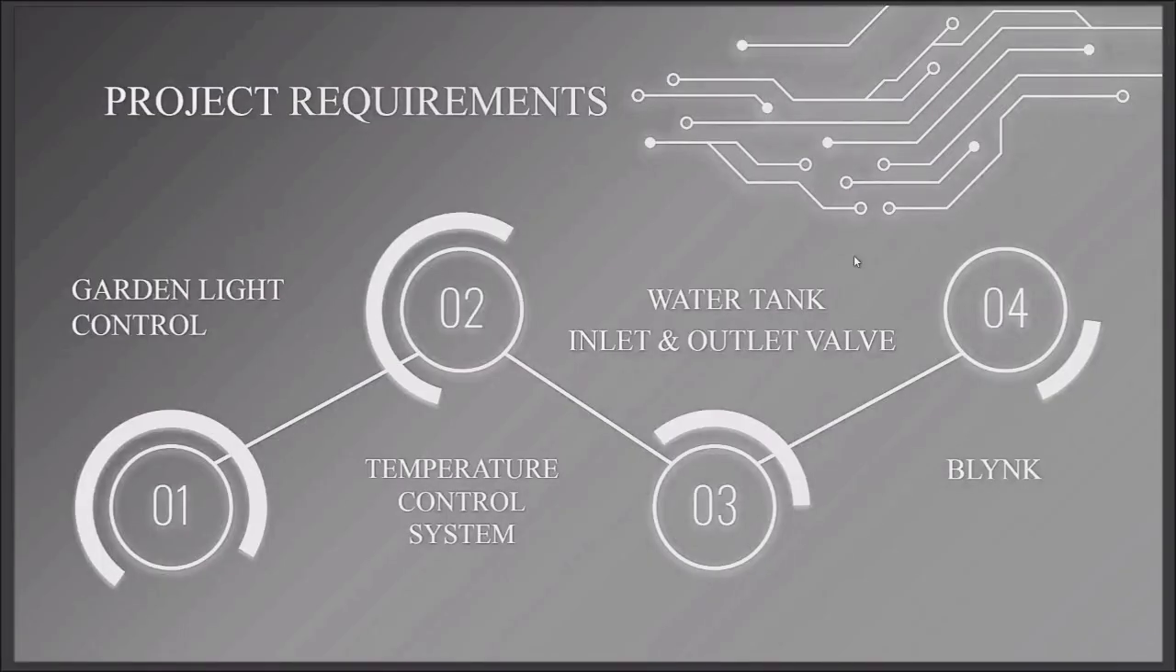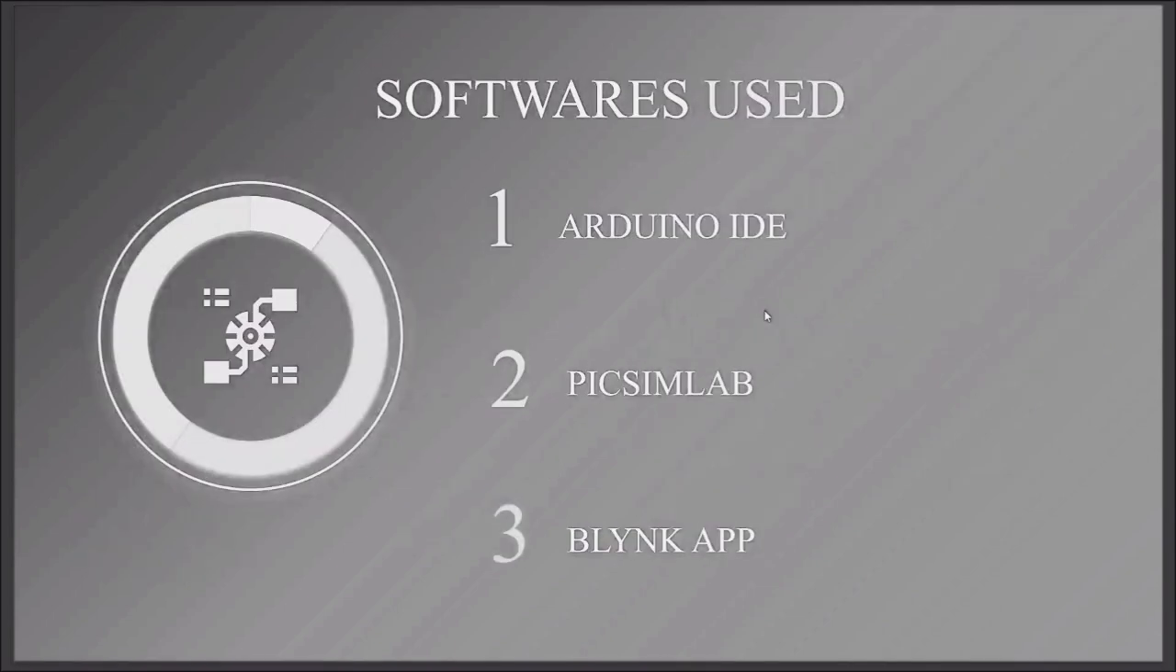So, starting with project requirements, we have three main requirements, and finally, we are going to implement this with Blink. The requirements are garden light control, temperature control system, and water tank inlet and outlet valve.